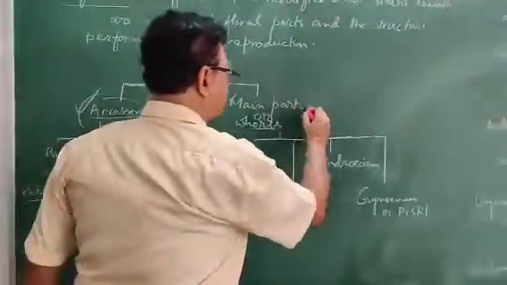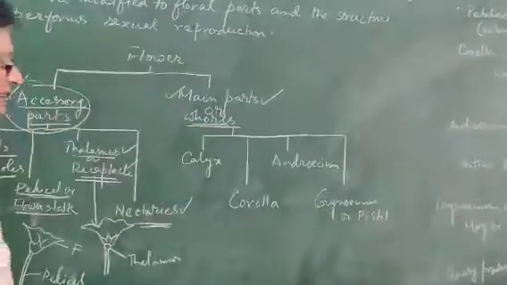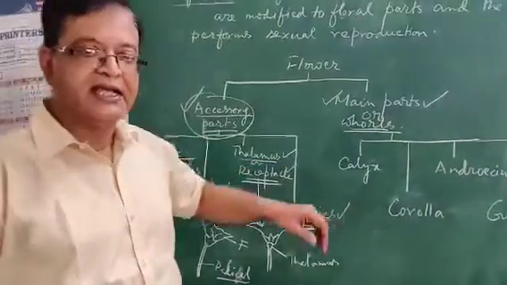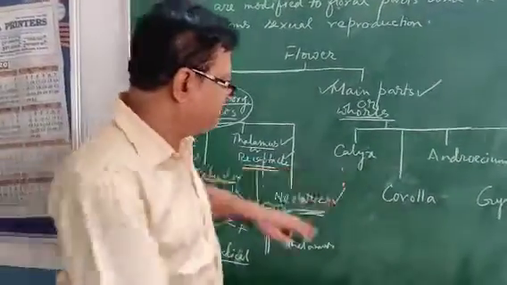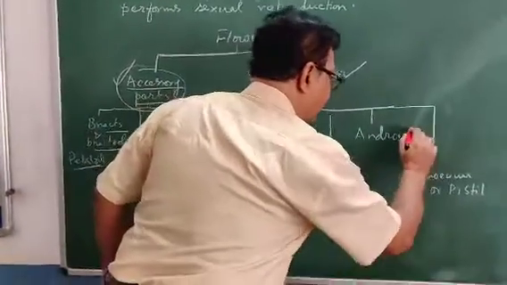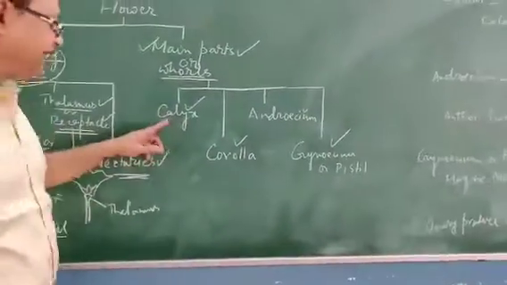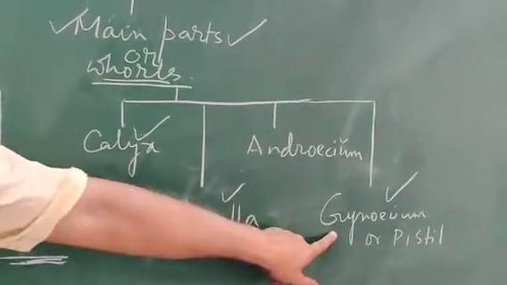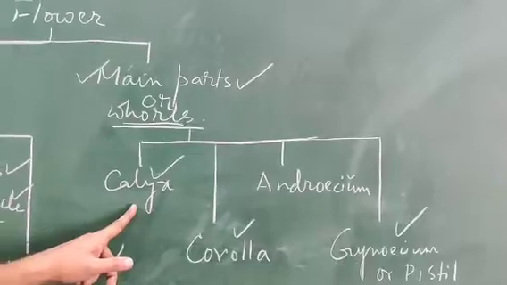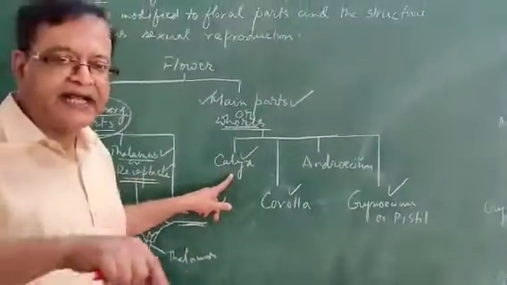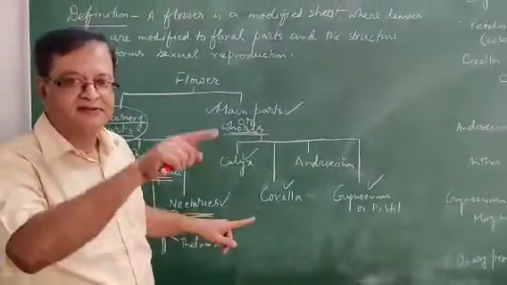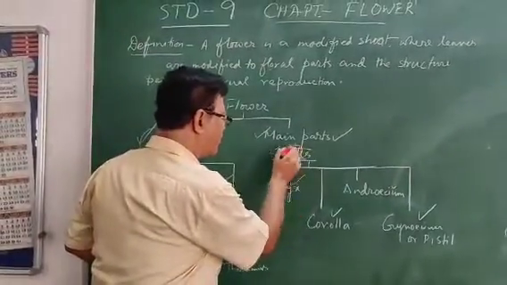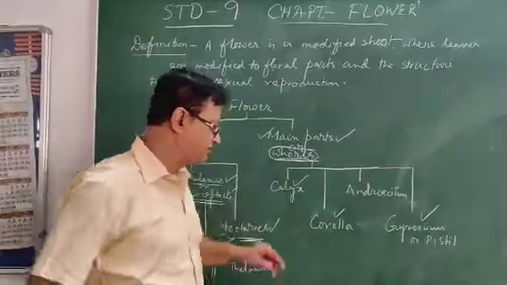Next we go on to the main parts or whorls. Now there is a question, why are they called whorls? They are called whorls because there are 4 groups, calyx, corolla, androecium, gynoecium. Each group contains a number of members. The members are arranged in concentric rings. Therefore, they are together known as whorls. Sometimes this question is asked.